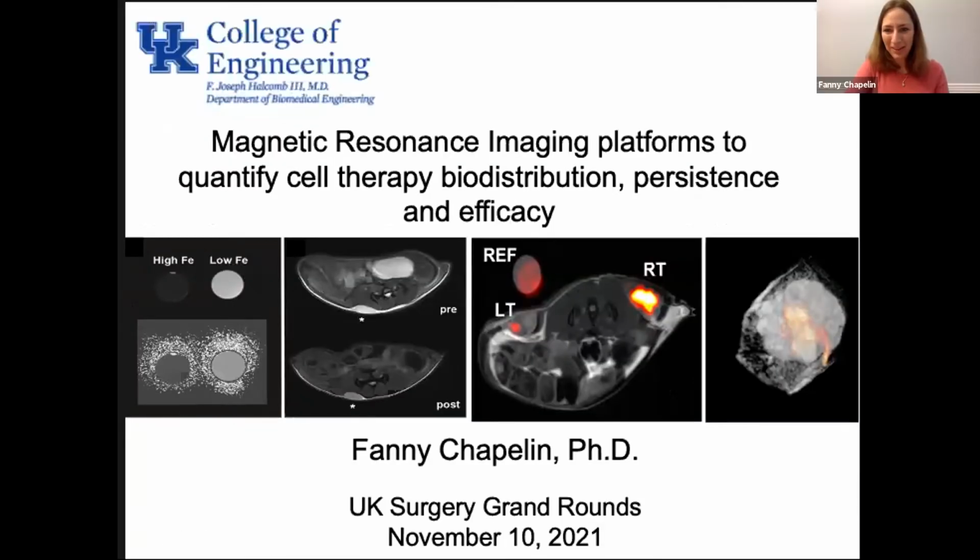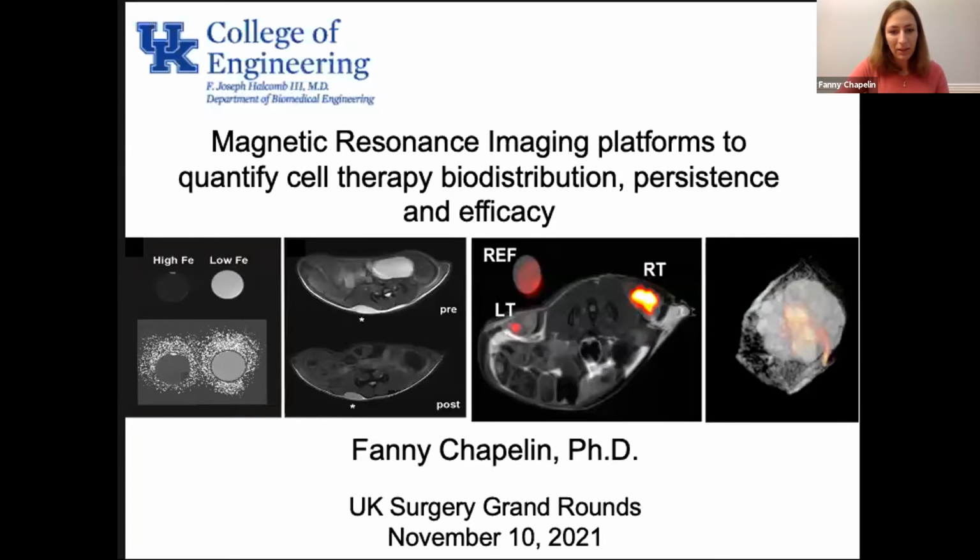Good morning, everyone. Thank you, Doctors Inadnit and Thank for organizing this great event. Today, I would like to introduce some of you to some magnetic resonance imaging platforms that we've developed in my lab over the years to quantify cell therapy distribution, persistence, and efficacy.